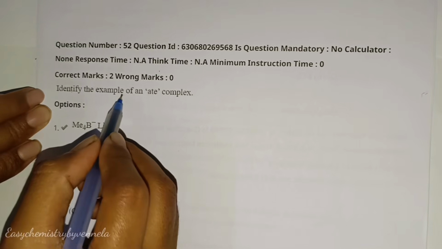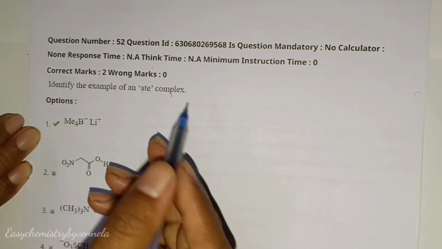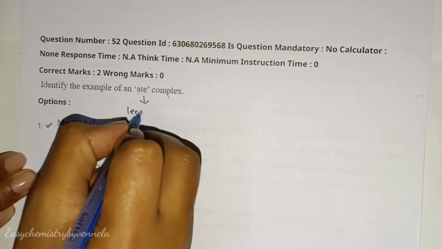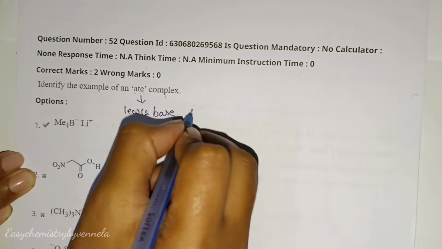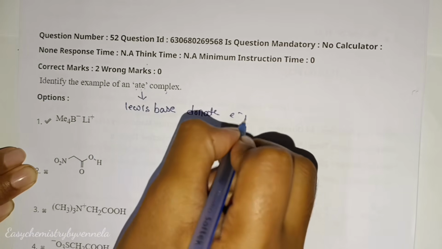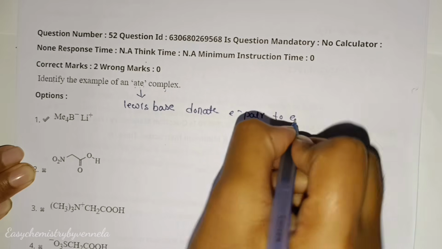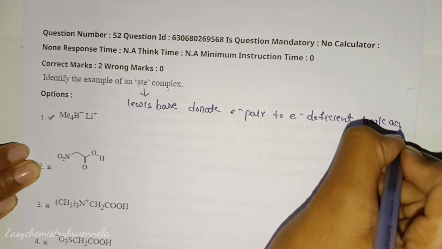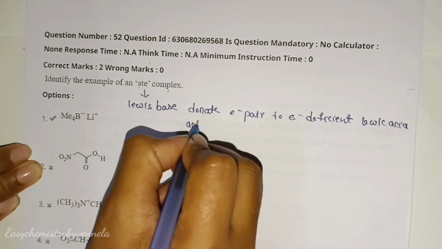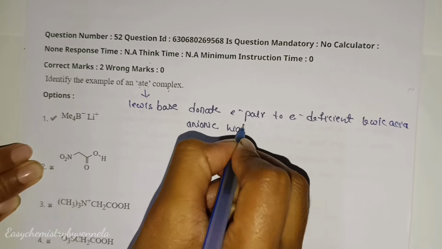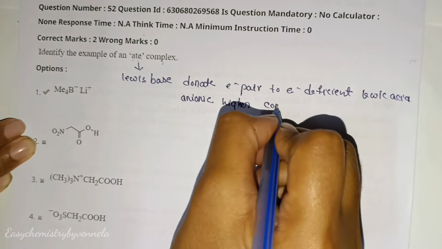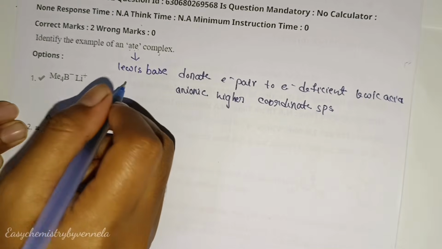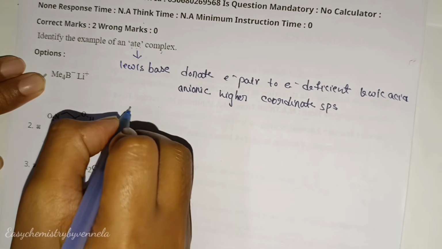Next question. Identify the example of an ATE complex. First of all, ATE complex generally formed by a Lewis base donating electron pair to electron deficient Lewis acid, producing anionic higher coordinating species. That is the ATE.